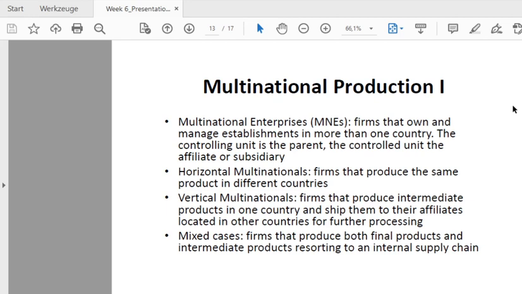What are multinational enterprises? Well, these are firms that own and manage establishments in more than one country. The controlling unit is the parent, the controlled unit, the affiliate or subsidiary. Horizontal multinationals are firms that produce the same product in different countries. Vertical multinationals are firms that produce intermediate products in one country, ship them to their affiliates located in other countries for further processing. And of course, the very common case is a mixed one, where firms produce both final products and intermediate products, resulting in an internal international supply chain.